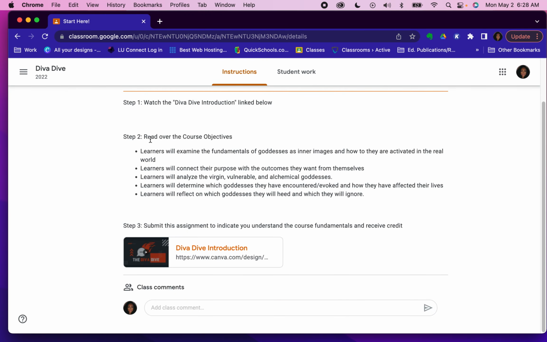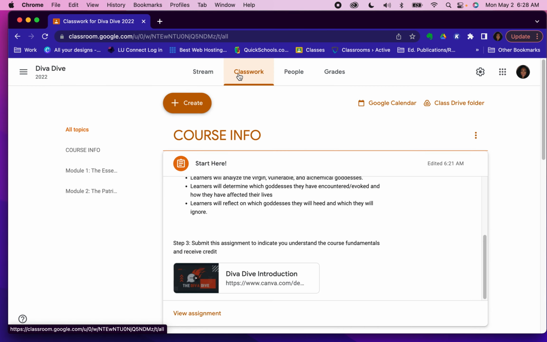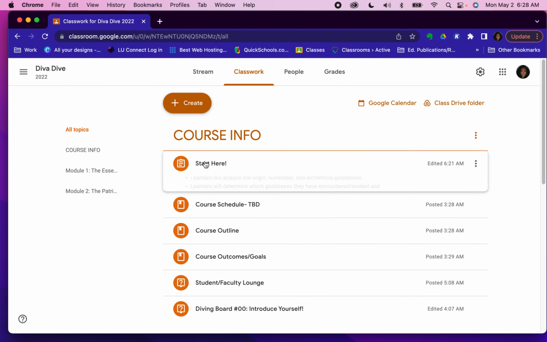Step two, they are to read over these course objectives here. And step three, they are to submit the assignment to indicate that they understand the course fundamentals and to also receive credit for this assignment. Okay, so moving back over into classwork.